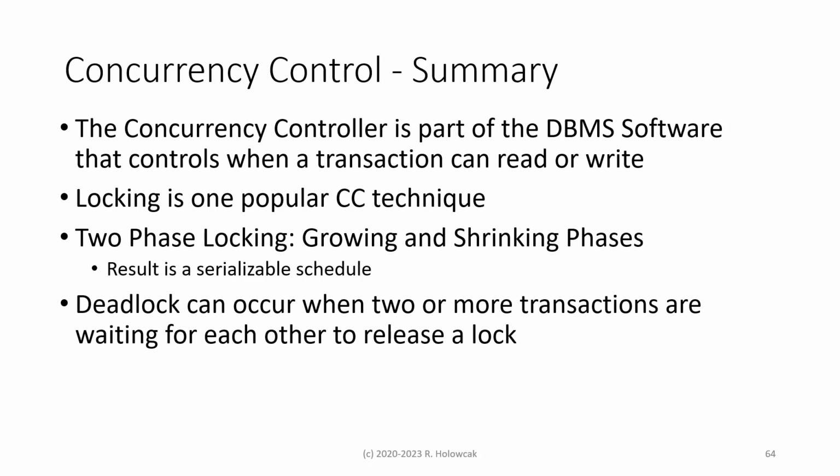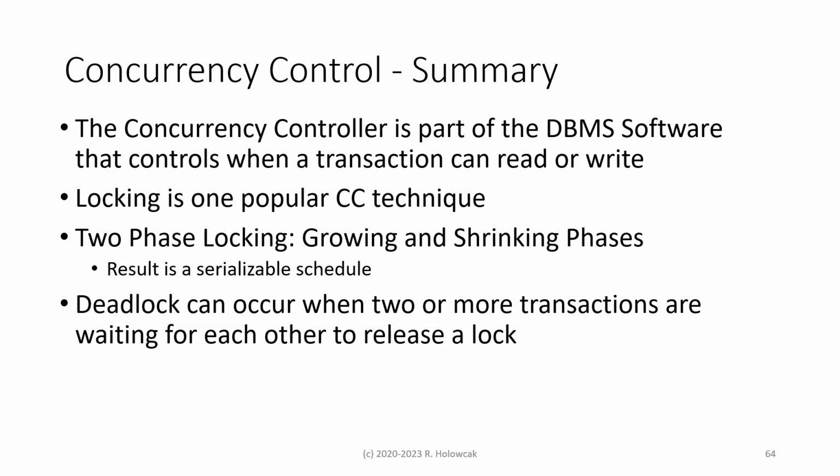Now we can wrap up the concurrency control topic. The concurrency controller is part of the DBMS software. It basically controls when a transaction is allowed to read or write. Locking is one popular concurrency control technique, but there are also techniques like timestamping, multi-versioning, and optimistic concurrency control. The type of locking that we focused on here is called two-phase locking, which has two phases, growing and shrinking. Growing phase when a transaction acquires its locks, and the shrinking phase when the transaction releases its locks. If every transaction follows two-phase locking, the resulting schedule is serializable.